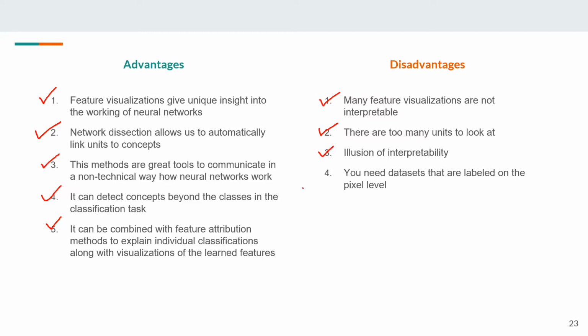Just because we identify that a specific neuron on a specific layer was activated with dog's eyes does not mean that we fully understand how the model works. There is still a lot of work to do in this research area. Finally, you need datasets that are labeled on the pixel level, which is also time-consuming.